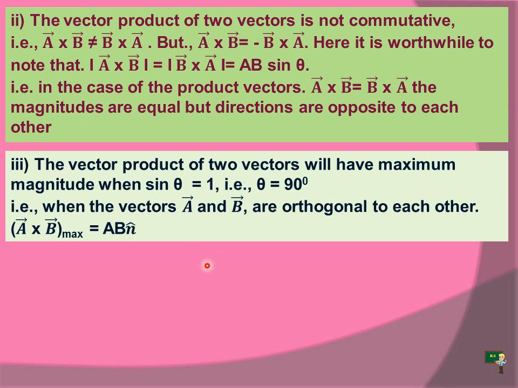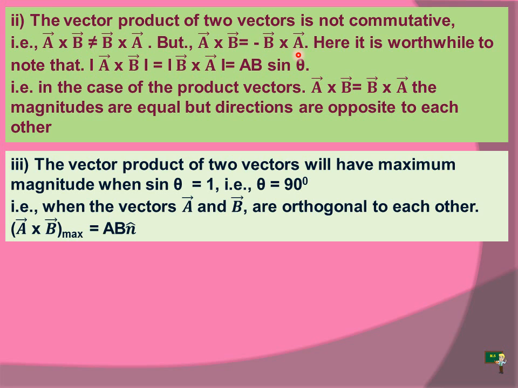The vector product of two vectors is not commutative. Okay, it's different from the scalar product. That means A vector cross B vector is not equal to B vector cross A vector, as we saw in the scalar product, but A vector cross B vector is equal to minus B vector cross A vector.